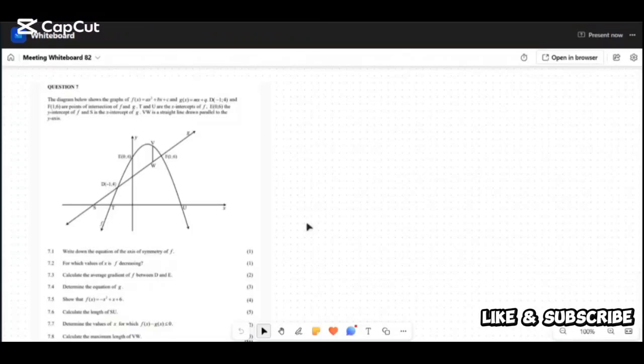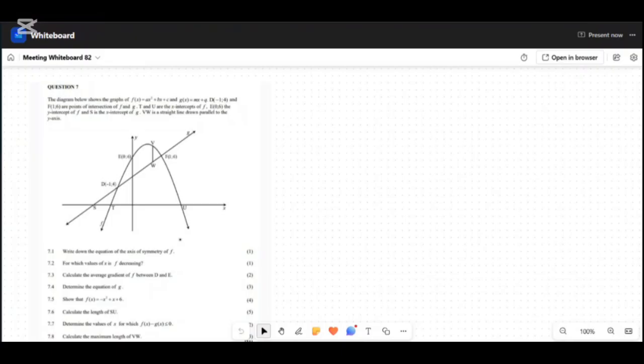Okay, this one was very simple and straightforward. Write down the equation of the axis of symmetry of f of x. So for this one, once they say write down, in most cases, you don't have to calculate anything. You just have to write down, right? When they say write down the equation of the axis of symmetry of f of x, they basically want the value of x at the turning point.